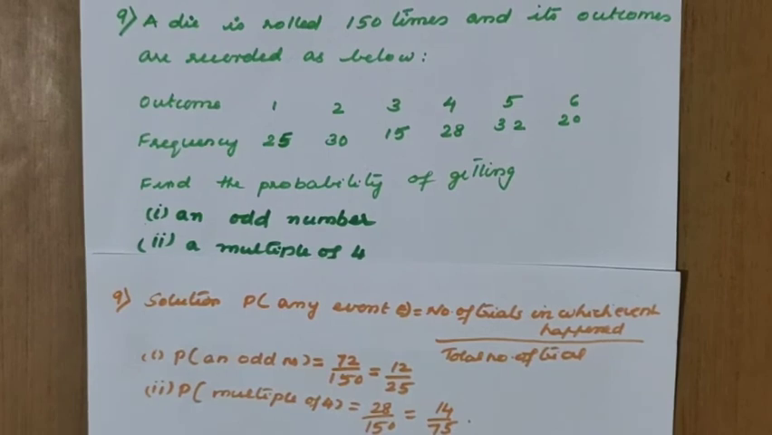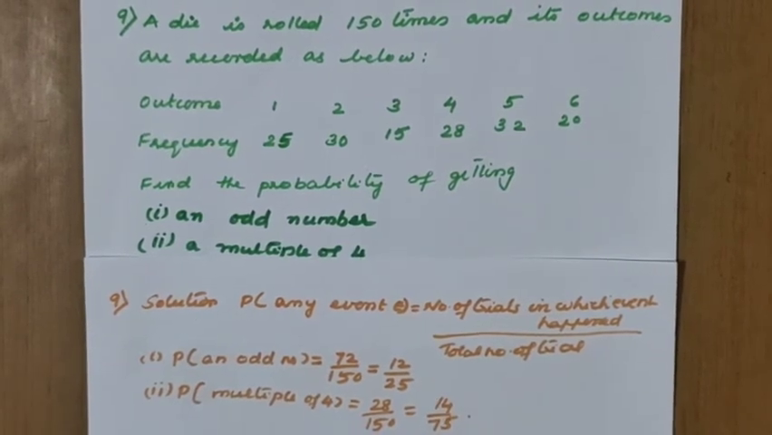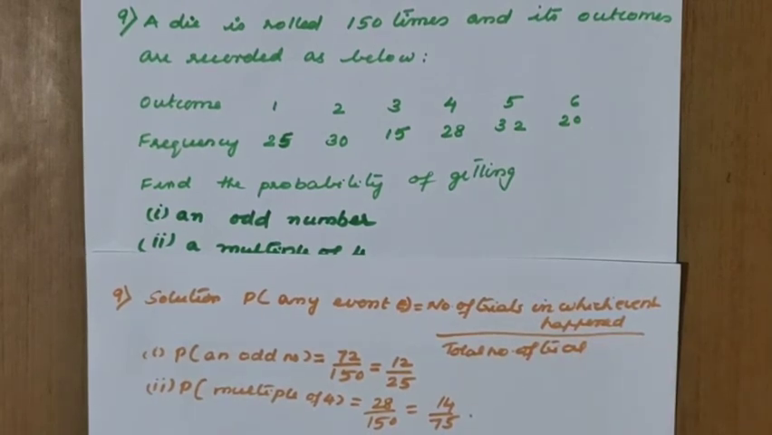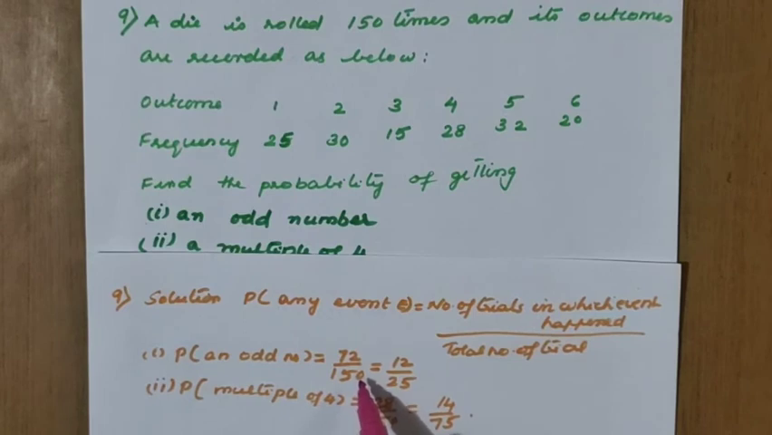So we will write the formula first. Probability of any event is the number of trials in which the event happened divided by the total number of trials. So we have written the formula. What is the first question? P of an odd number. I have written the answer already: 72 by 150, which is equal to 12 by 25, because it's a 2-mark question only.